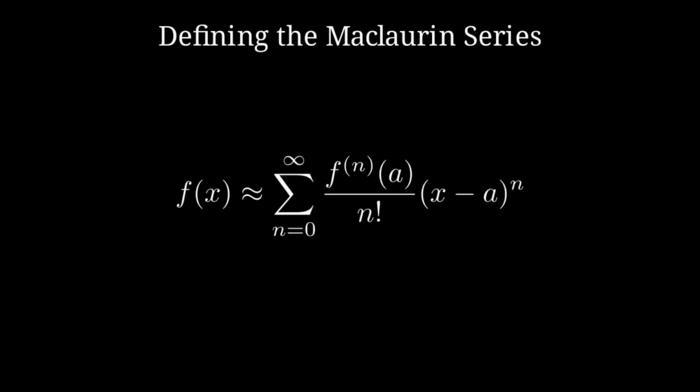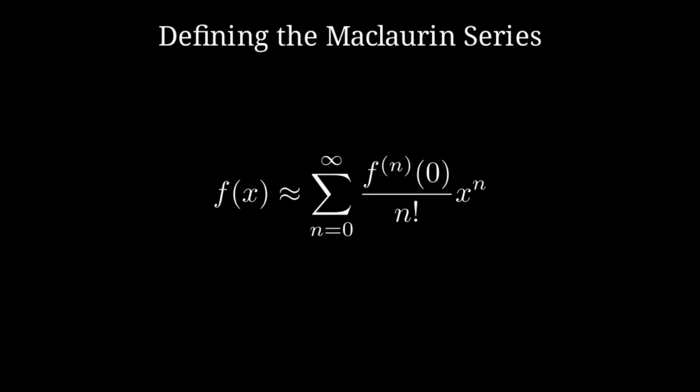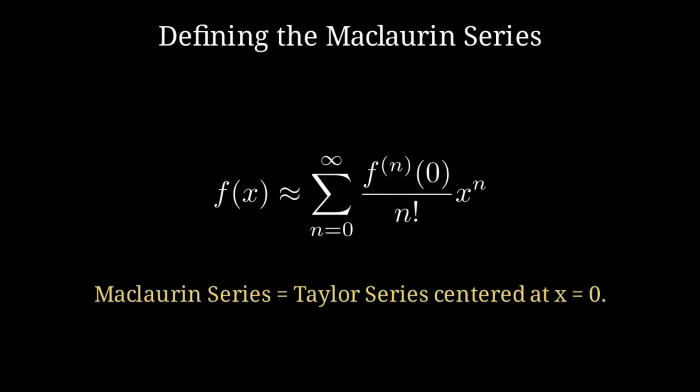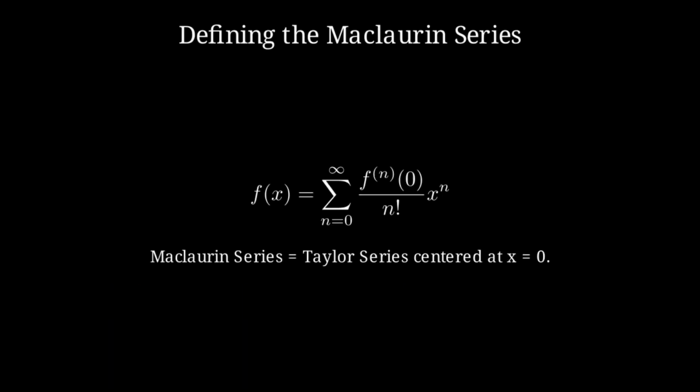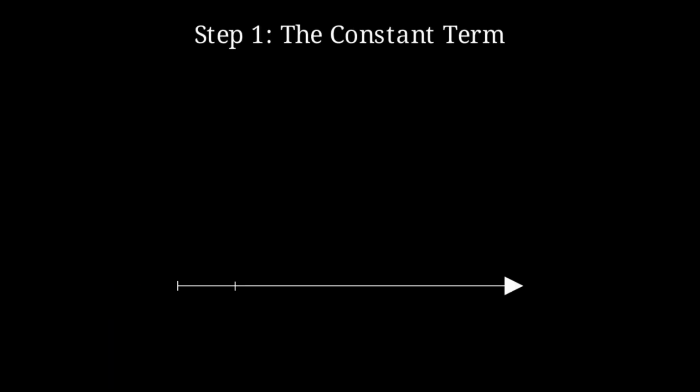When we choose the center point to be 0, the Taylor series is specifically called a Maclaurin series. For the exponential function, centering at 0 is the most common and simplest way to demonstrate how the approximation builds up term by term. Let's start our approximation of e to the x.